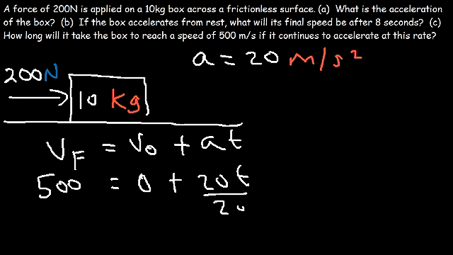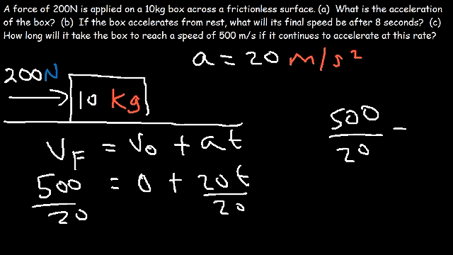So we got to divide both sides by 20. So what is 500 divided by 20? Well, we can cancel 0. So it becomes 50 divided by 2. Half of 50 is 25. So it's going to take 25 seconds for the box to accelerate from rest to a speed of 500 meters per second.